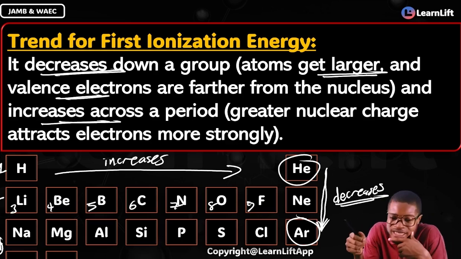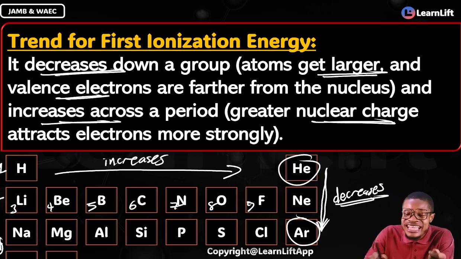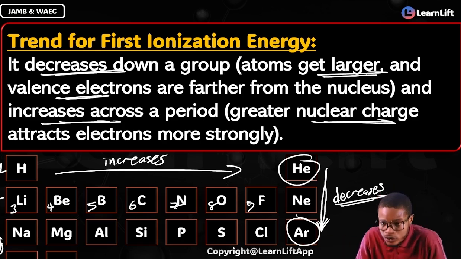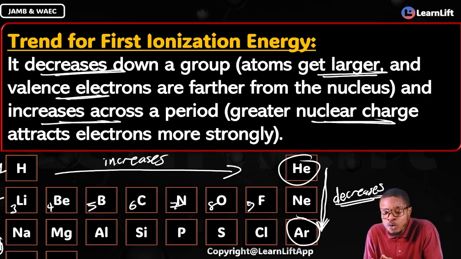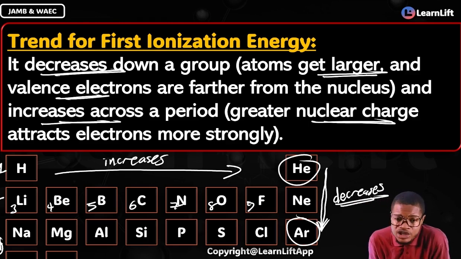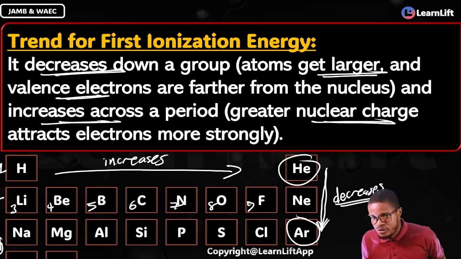As the number of protons increases, what happens? Nuclear charge will increase. So you have greater nuclear charge across the period. And because nuclear charge is increasing, a stronger force from the nucleus will be holding the electrons closer to itself. What is the trend for first ionization energy? Don't forget, it decreases down the group and then increases how? Across the period. Does it make sense?